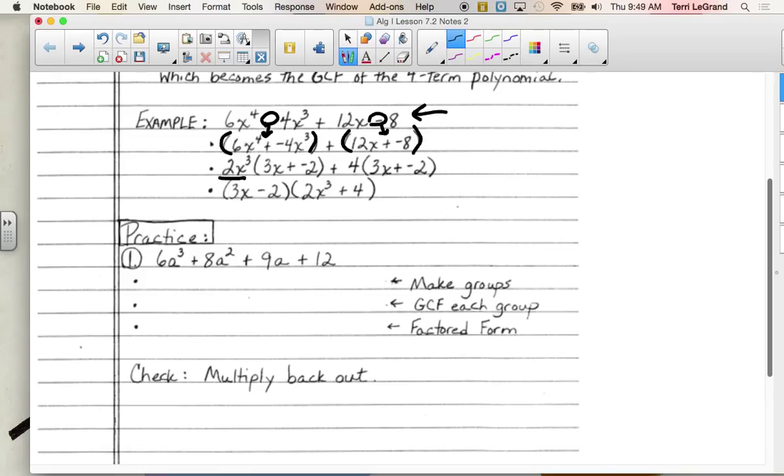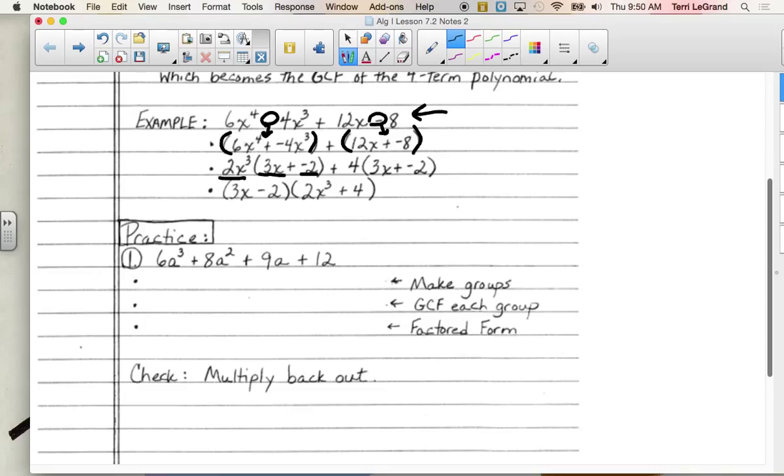So that became the GCF of that first group. So 6x to the 4th divided by 2x cubed. 6 divided by 2 is 3. X to the 4th divided by x to the 3rd is x. So that's our division, just doing it mentally. And then we look over the next one and we say negative 4 divided by 2 is negative 2. X cubed divided by x cubed is 1. And negative 2 times 1 is negative 2 still, right? Okay. And then we move to the next group. Remember, each group works independent of each other right now.